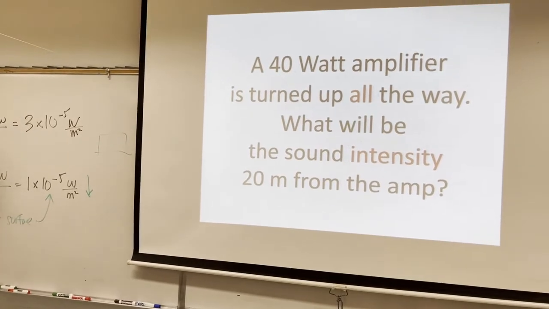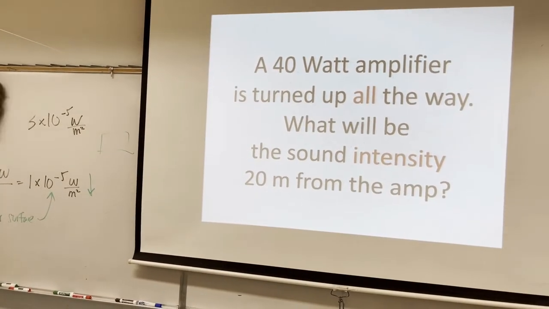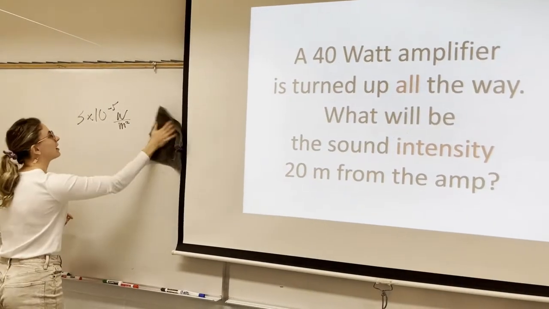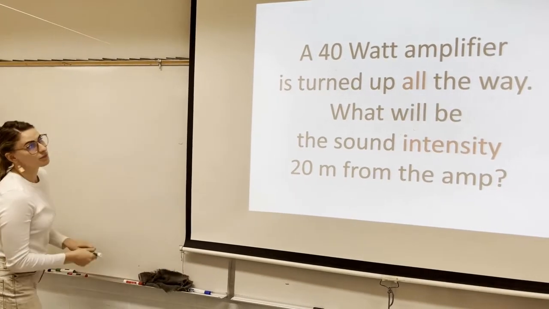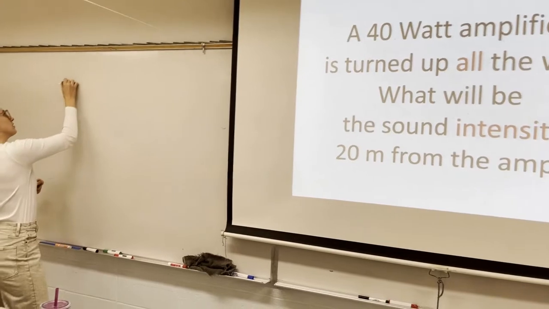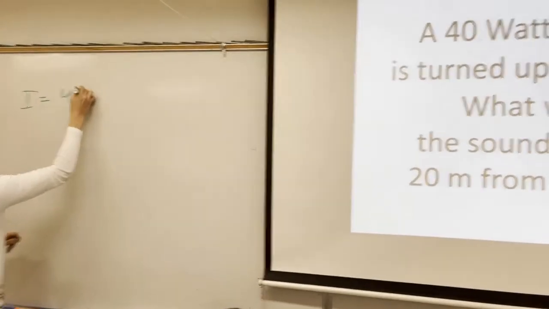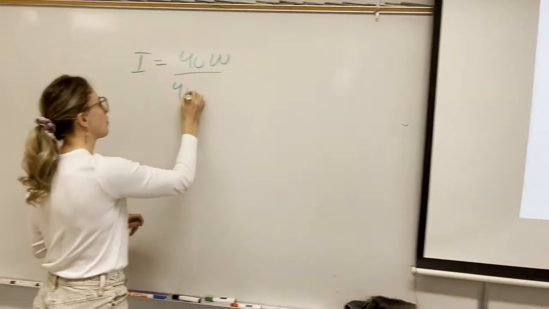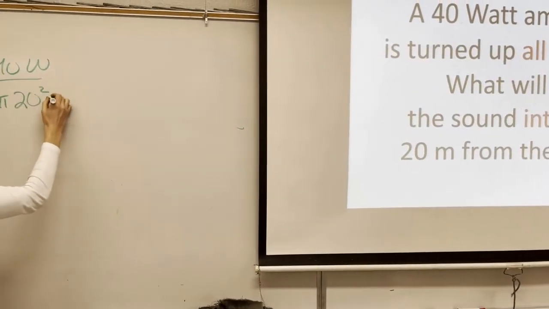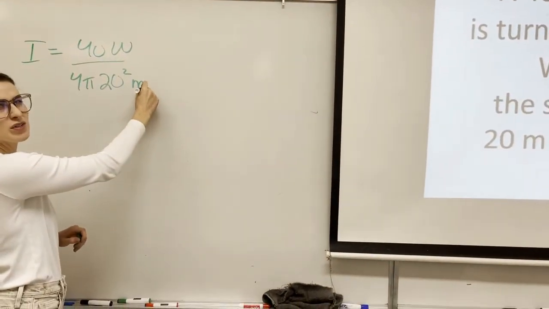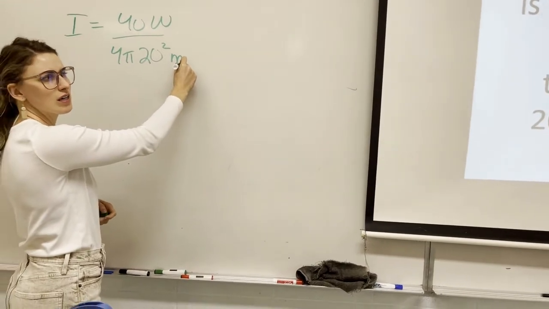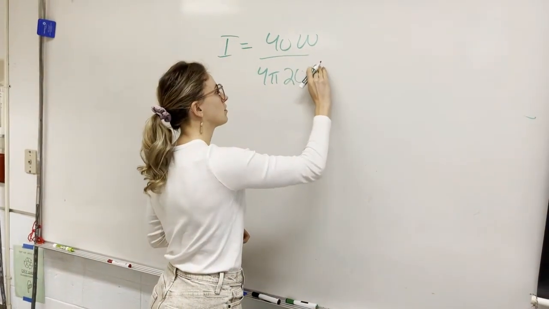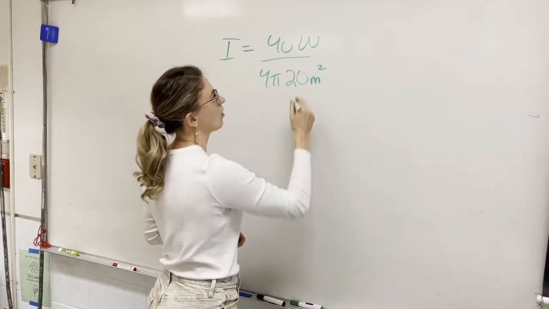A 40-watt amplifier is turned up all the way. What will be the sound intensity? Okay, so you said 40 watts. What will be the sound intensity 20 meters from the amp? So that's 4 pi 20 squared. Meters. Do I do meters squared here? No, it's 20 meters squared. So the 20 meters would be inside the squared. Gotcha. Yeah, because it's like r squared.